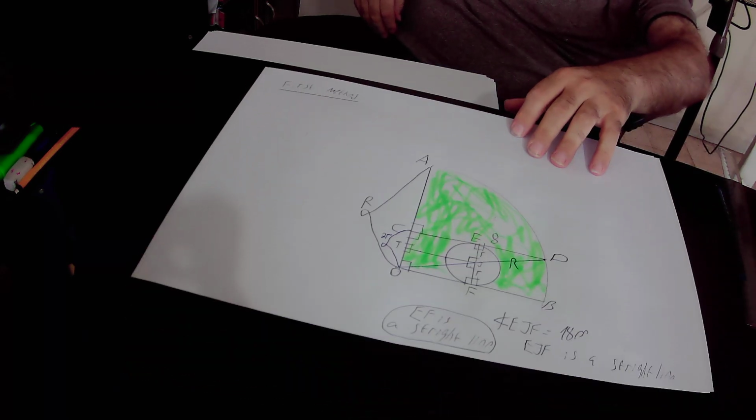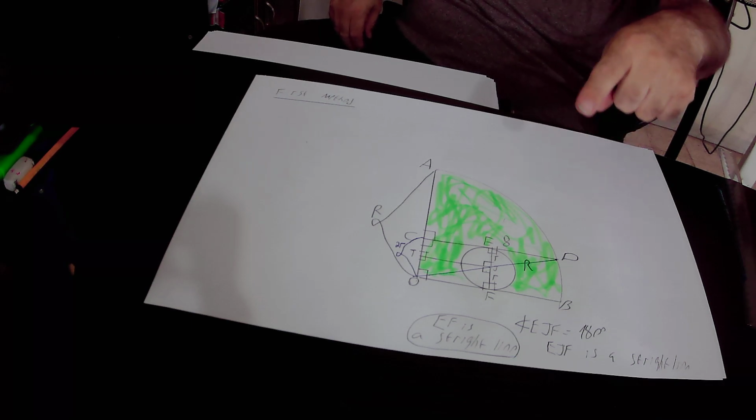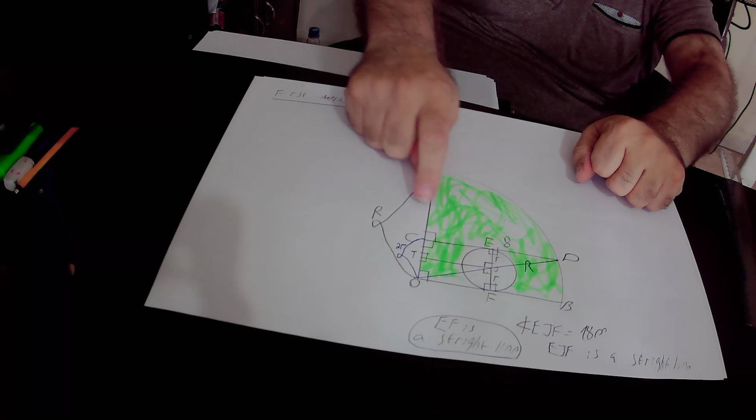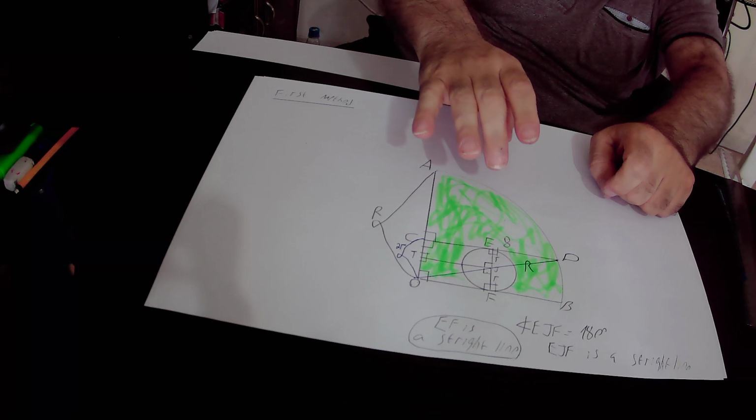So I repeat the question. We have here a quarter circle. Inside the quarter circle we have a small circle. We know that line segment CD equals 8 units, angle ACD equals 90 degrees. And our mission is to find out the value of the green area.